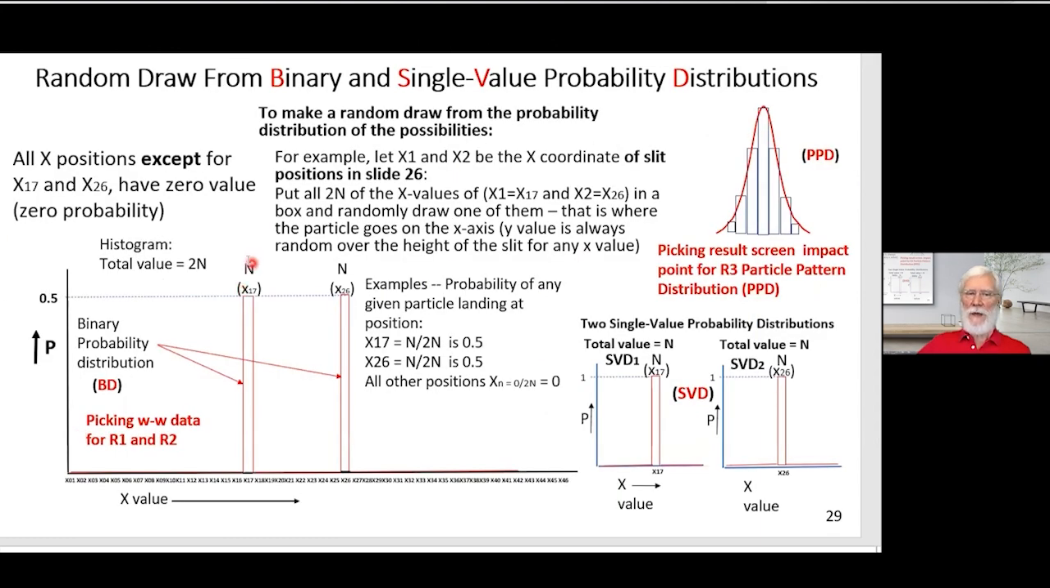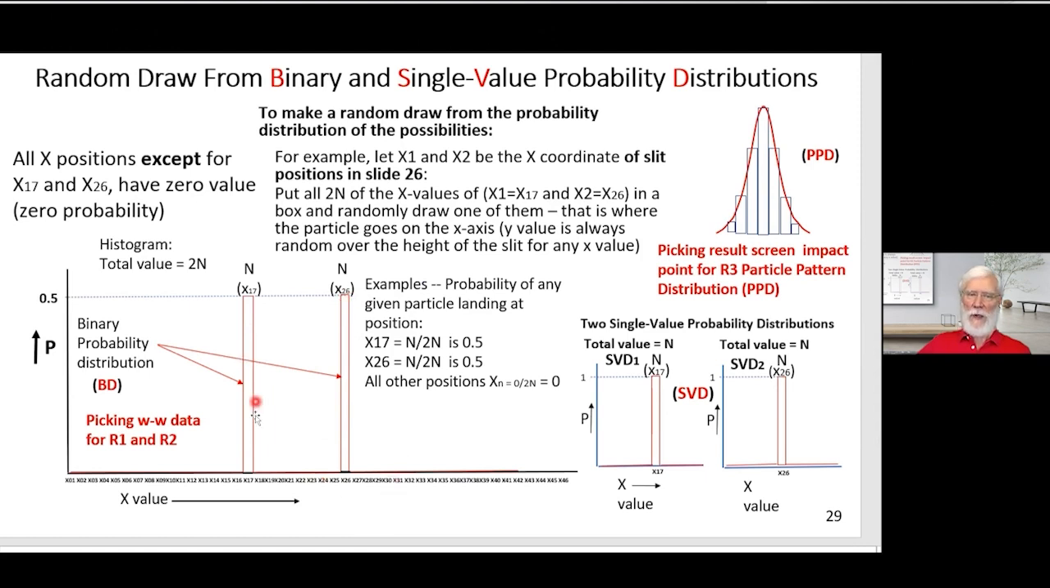This is a box that has n pieces of paper in it that say this X value, X17, and exactly the same number, n number of pieces of paper in it that has this X value in it, X26. And you reach in and you shake that box up and you reach in, you pull one out, and you're going to get either an X17 or you're going to get an X26.